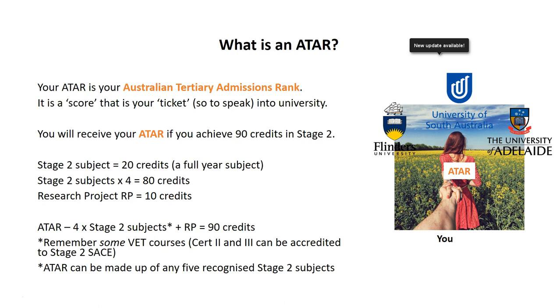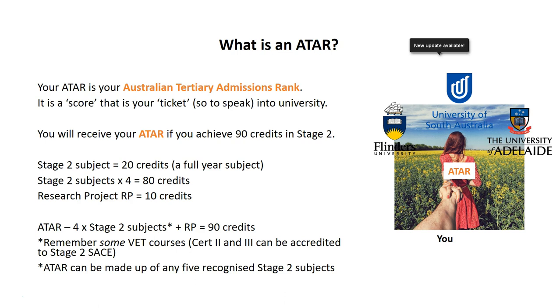If we were to do some basic maths, if you complete Stage 2 subjects and complete 4 of them, you would receive 80 credits. Now remember that your research project is also a Stage 2 subject that you complete in one semester, therefore you gain 10 credits. If we add this up, your ATAR can equal your 4 Stage 2 subjects plus your research project score, which equals 90 credits. We also have to remember that some VET courses that are Cert 2 and Cert 3 can be accredited to your Stage 2 SACE and ATAR.